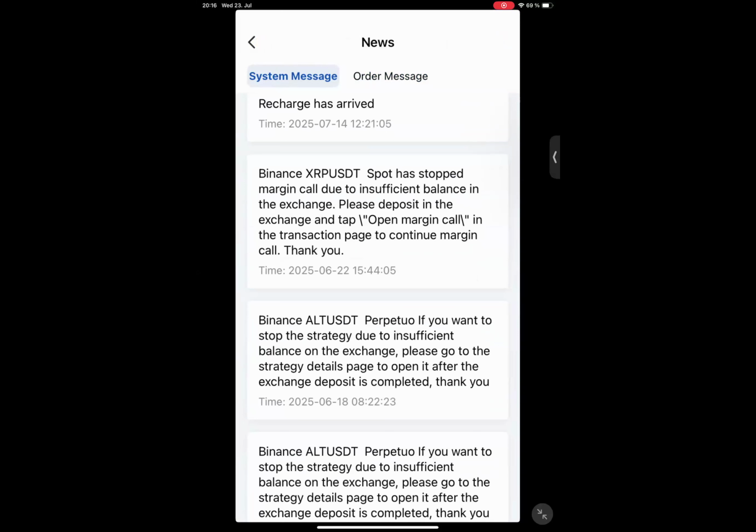Messages like you are running out of fuel, you should top up. Okay. If you are trading more margin calls and you don't have enough USDT for it, the robot will send you that message.